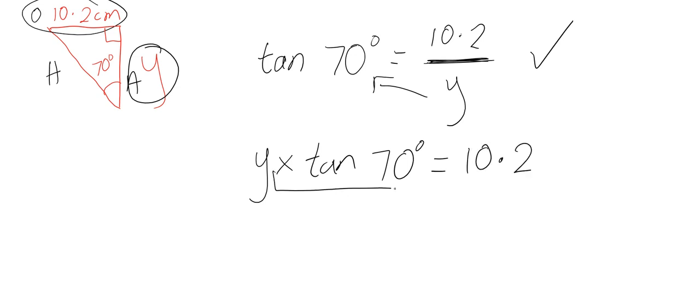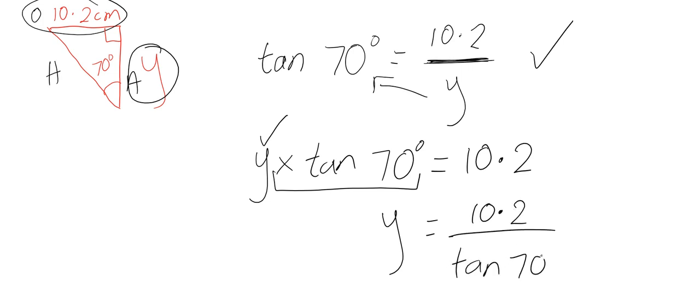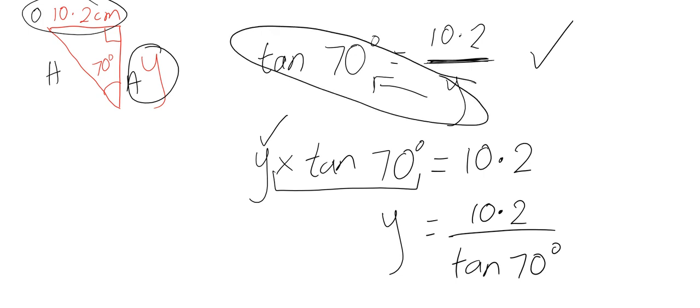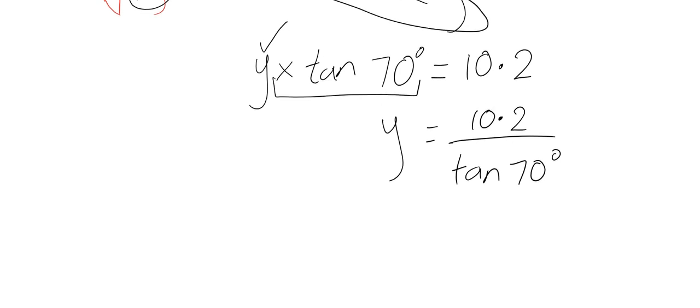We then move all of this back over because we want the y by itself. The opposite of times is divide. So it's 10.2 divided by tan 70. Again, essentially all we've done is we've swapped these two around, but we need to know the mathematical reasoning behind it. From there, 10.2 divided by tan 70 gives me a y value of 3.71 centimeters.